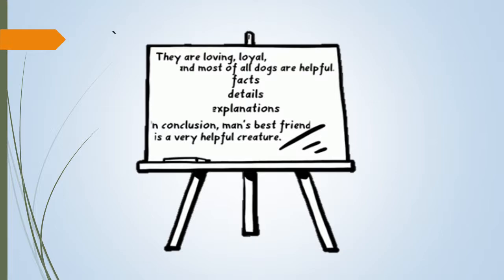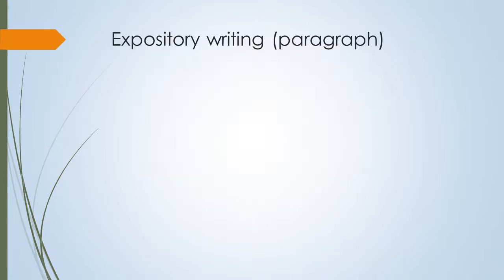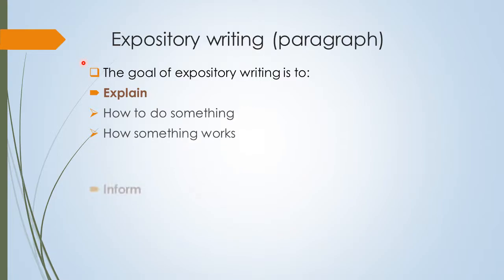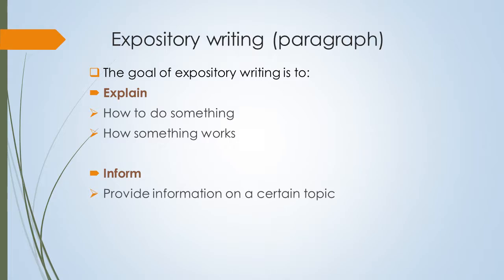So in that expository piece of writing, they mentioned the topic sentence that dogs are loving, loyal, and most of all dogs are helpful. They mentioned facts, details, and explanations in the supporting details or the supporting sentences. And at last, in the conclusion, they restated the main idea or the topic sentence of the writing. The goal of expository writing is to explain how to do something or how something works, or to inform, which means to provide or give information on a certain topic or provide facts.